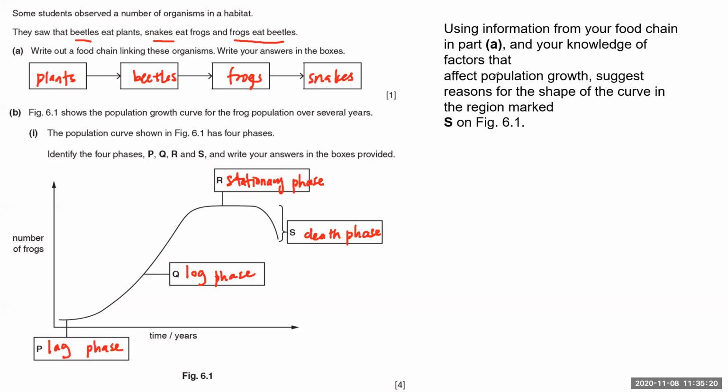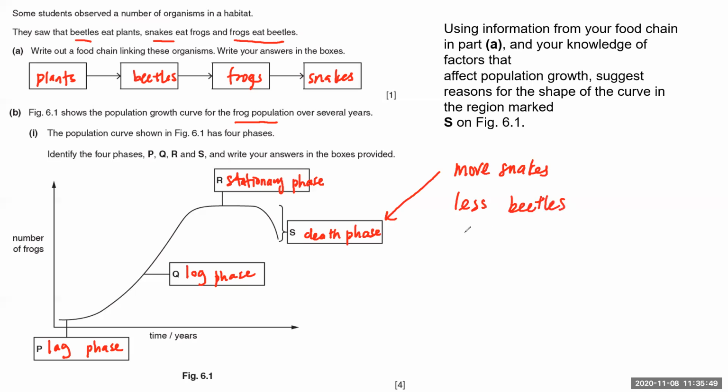Okay, so using your information from this food chain, and also your knowledge on other factors that affect population, suggest the reasons for the shape of the curve S here. Why are the frogs going through a death phase? So you can say things like there are more snakes. Snakes are the predator. You can say there are less beetles.